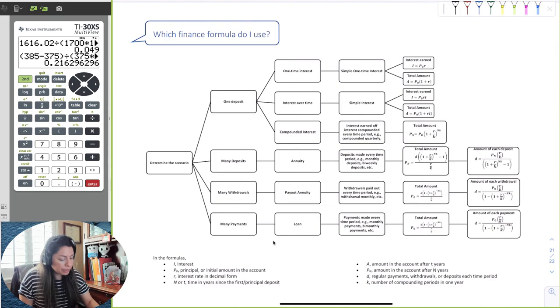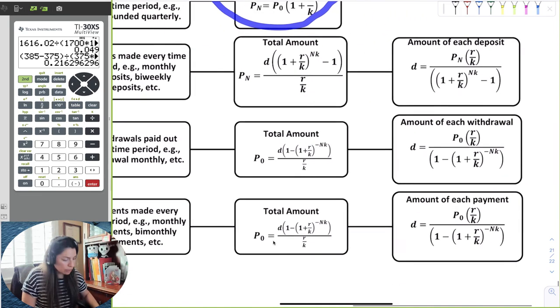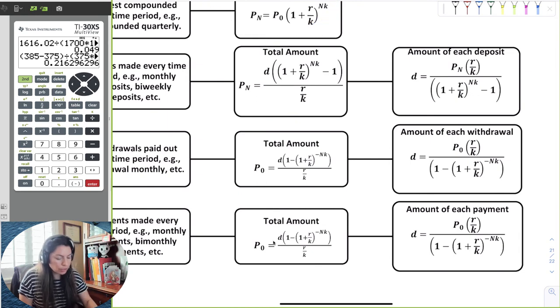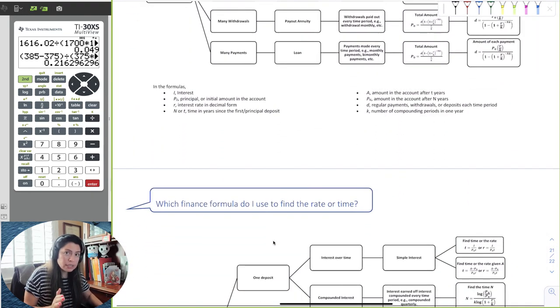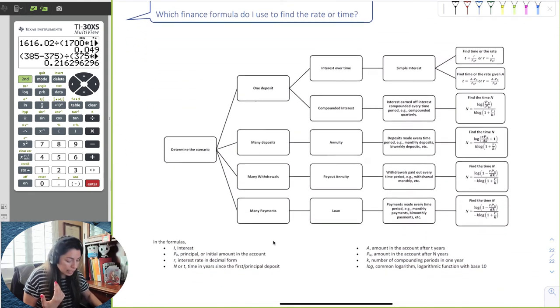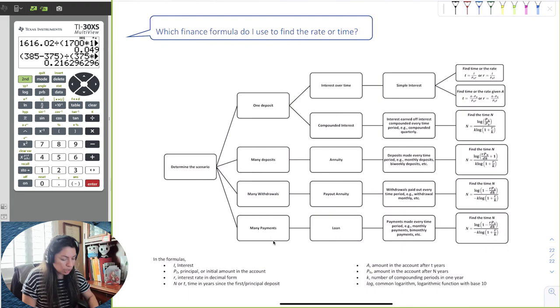And with simple interest and compounding interest, I have those formulas here. So let me zoom in so you could see them closer. They're really nicely done and it's really easy. It's all the formulas in one place. And then when you're using 7.7, solving for the time or the rate, you can use the second page here. And I'll just zoom in.